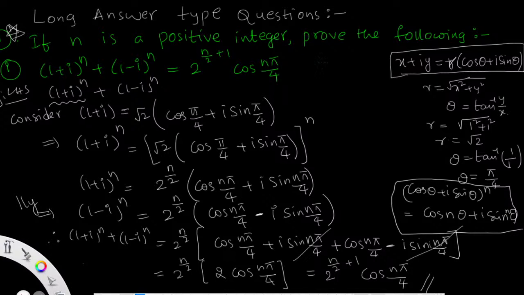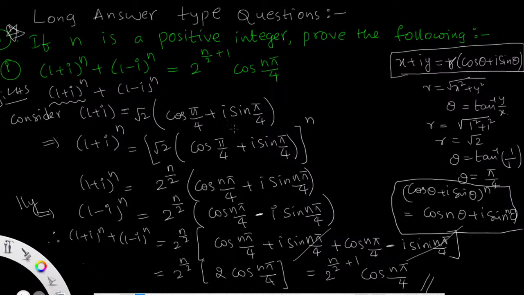If n is a positive integer, prove the following: (1 + i) whole to the power of n + (1 - i) whole to the power of n equal to 2 to the power of n by 2 + 1 into cos n pi by 4. So let us take the LHS. First consider the first term, 1 + i.